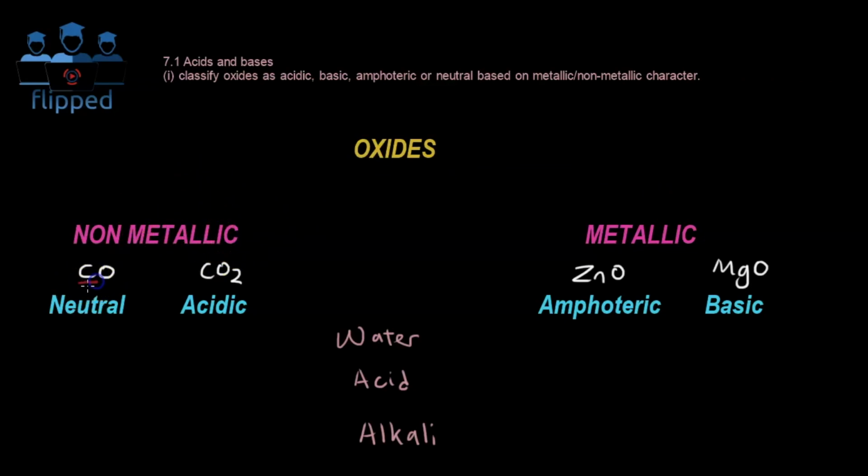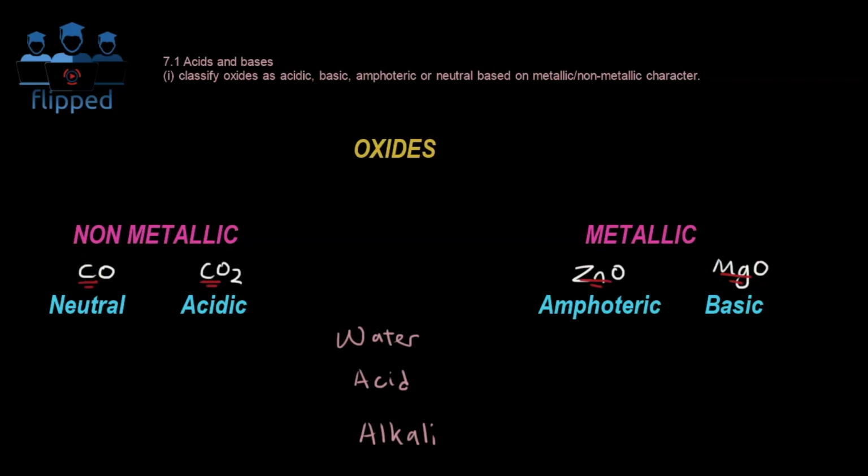You just have to look at the first atom of the molecule of interest. For example, for non-metallic, you can see that the first atom is carbon. Carbon is non-metallic, so it belongs to a non-metallic oxide, which is neutral and acidic. On the other hand, if your first atom is a metal, zinc or magnesium, it will be a metallic oxide, and it's that simple.